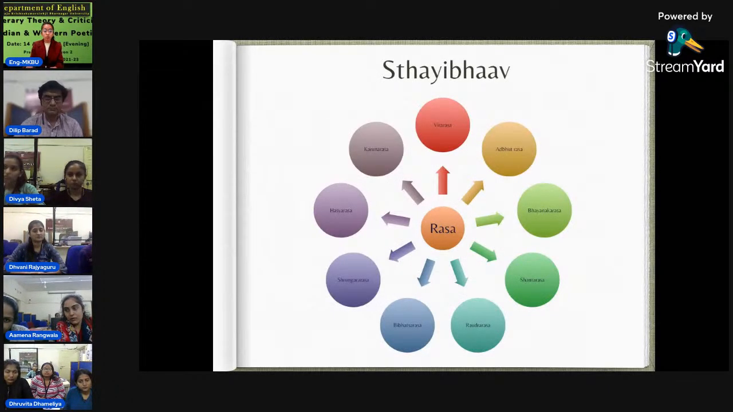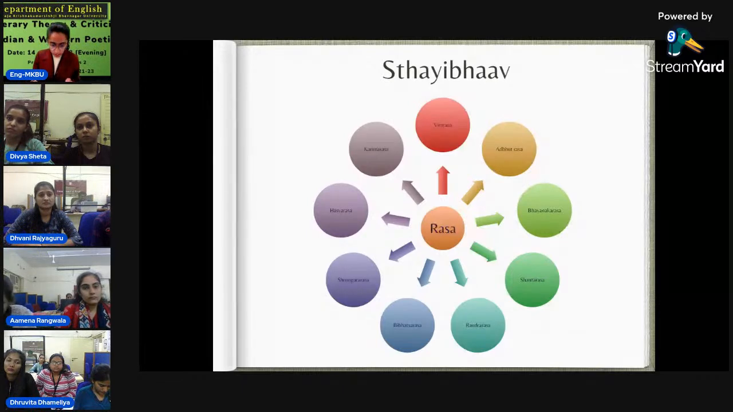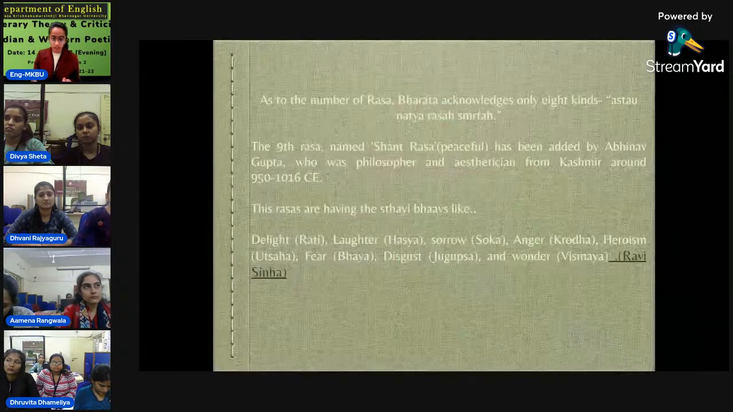Now this sthayi bhav, so the nine rasas come in the sthayi bhav. These are the nine rasas: vir ras, adbhut ras, bhayankar ras, then shant ras, raudra ras, hasya ras, karun ras, vibhatsa ras, and shrungar ras.